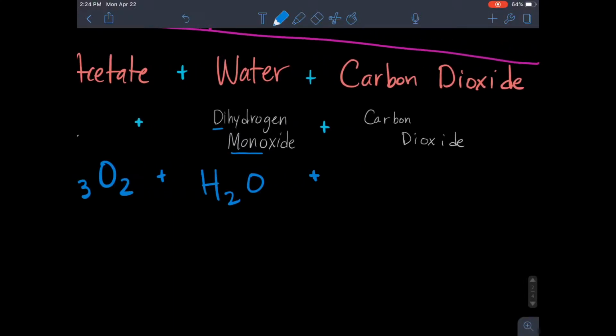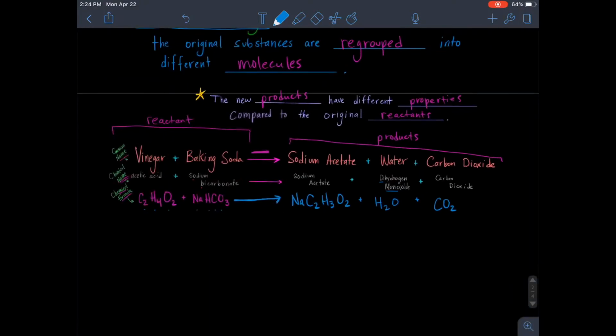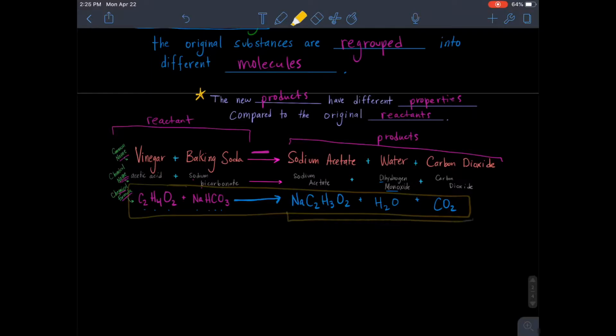And then also we end up with some carbon dioxide. The chemical name is the exact same as the common name. And the chemical formula is CO2 because it's 1 carbon and 2 oxygen. So if we back up now, if we look at our overall chemical formula, the products, the things on the right side of the arrow, are made out of the exact same things that we started with.